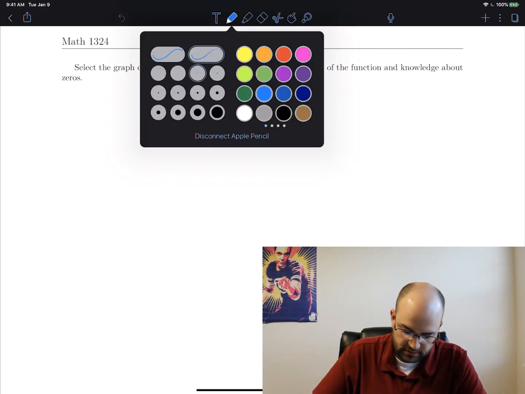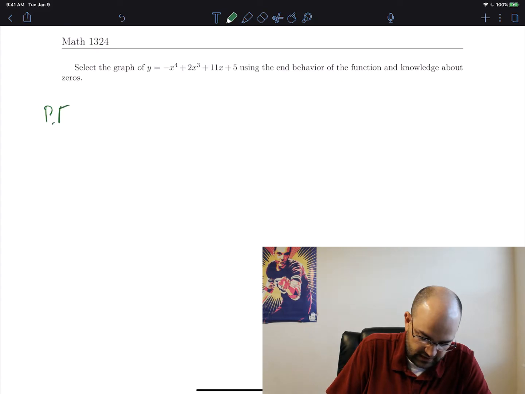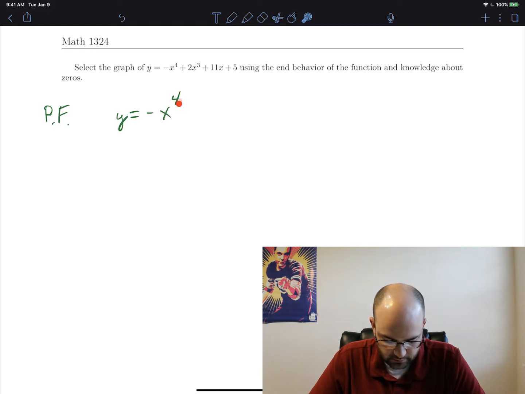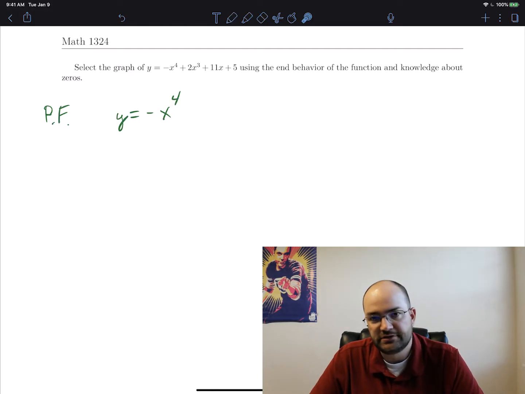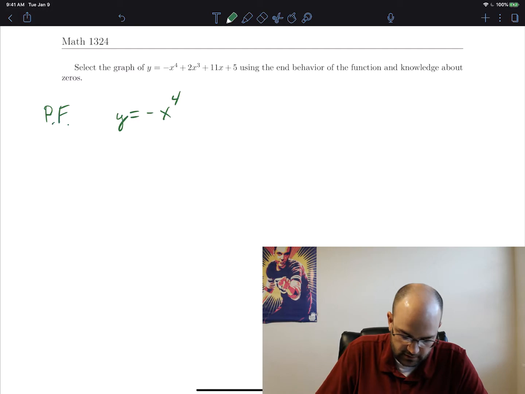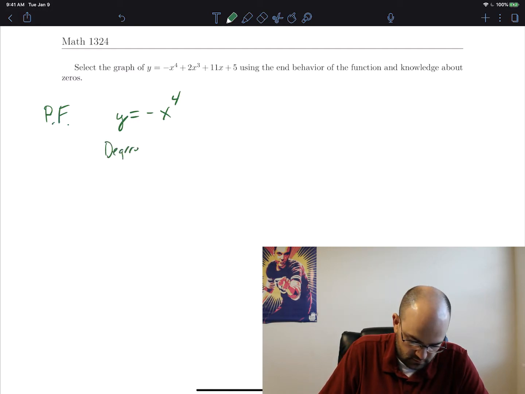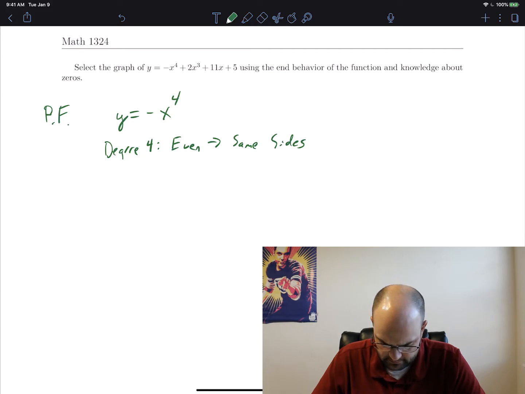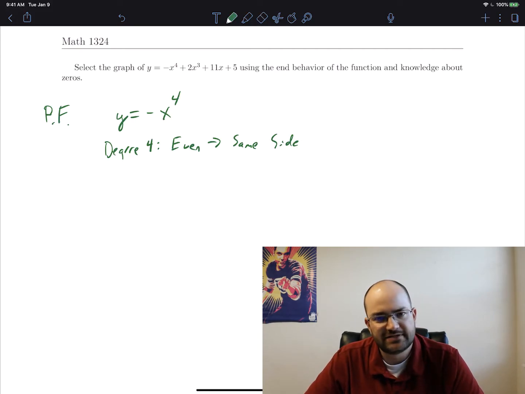Okay, I'm going to begin with the power function. The power function in this case is going to be y equals negative x to the fourth. It's always y equals and then the highest degree term. So the degree of this polynomial is 4, and 4 is even. And even should tell you same side.